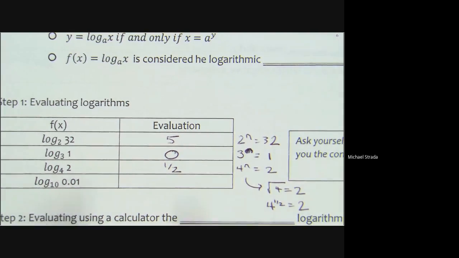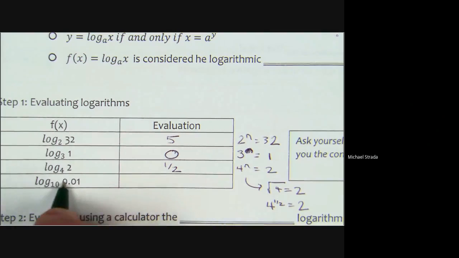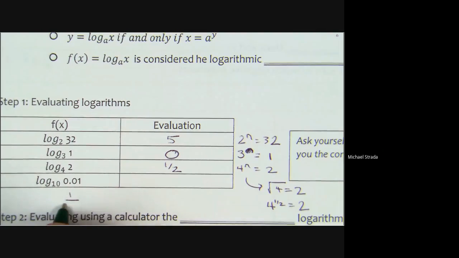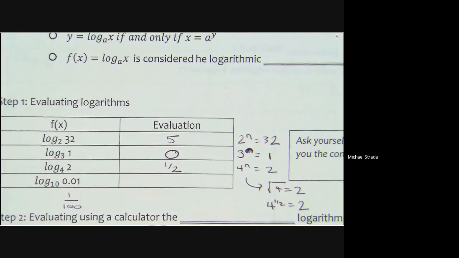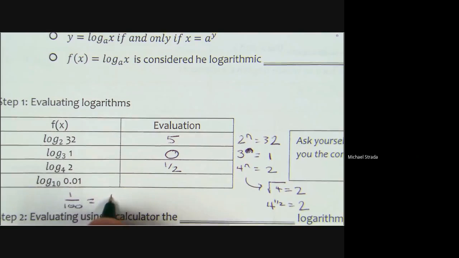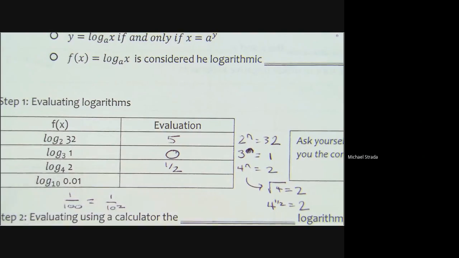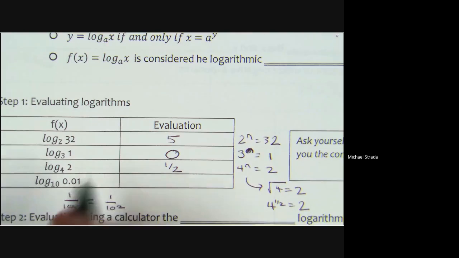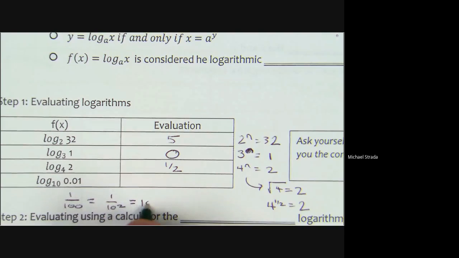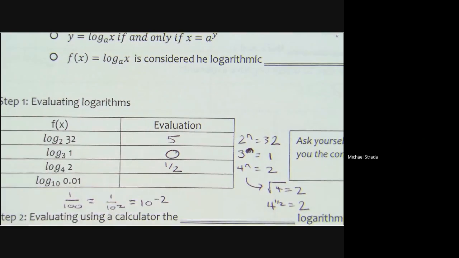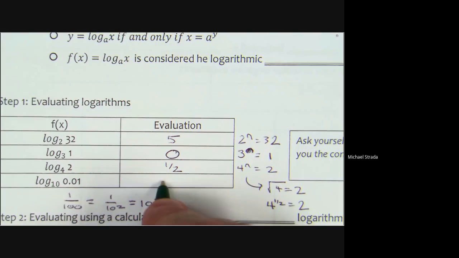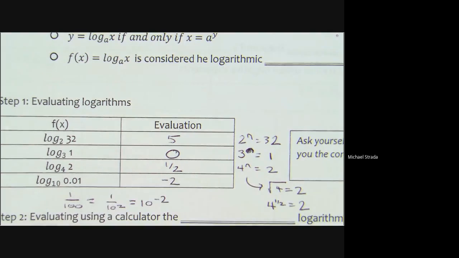Do the log base 10 of 0.01. 0.01 is 1 over 100. Well, 1 over 100 is 1 over 10 squared. Using negative exponents, that is equivalent to 10 to the negative 2. So the log base 10 of 0.01 is negative 2.